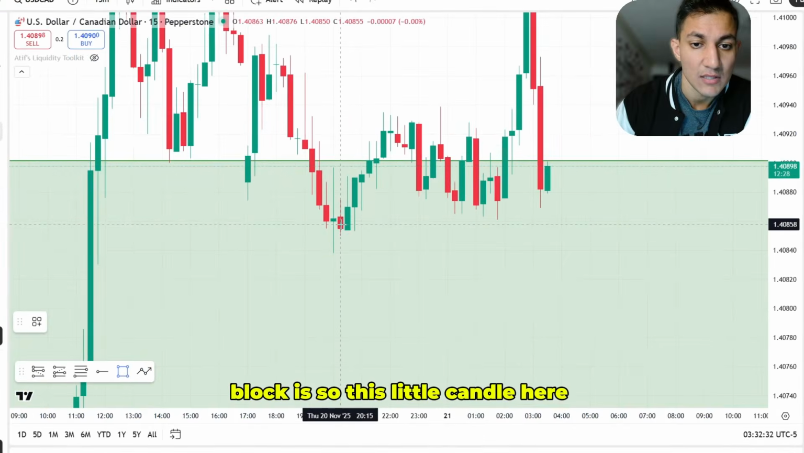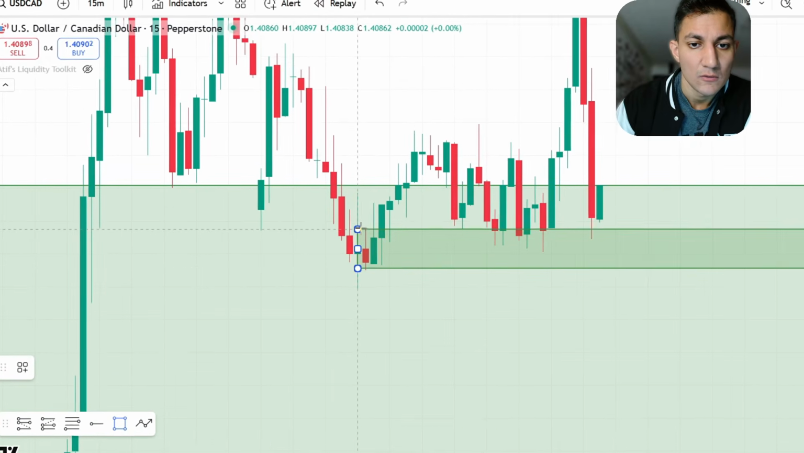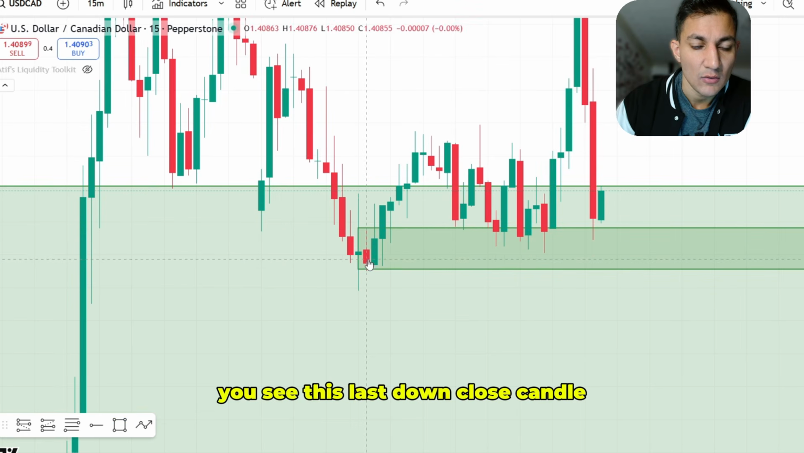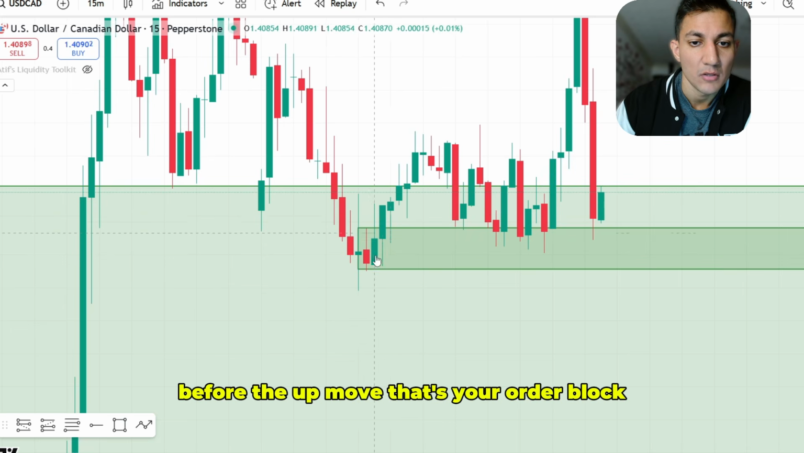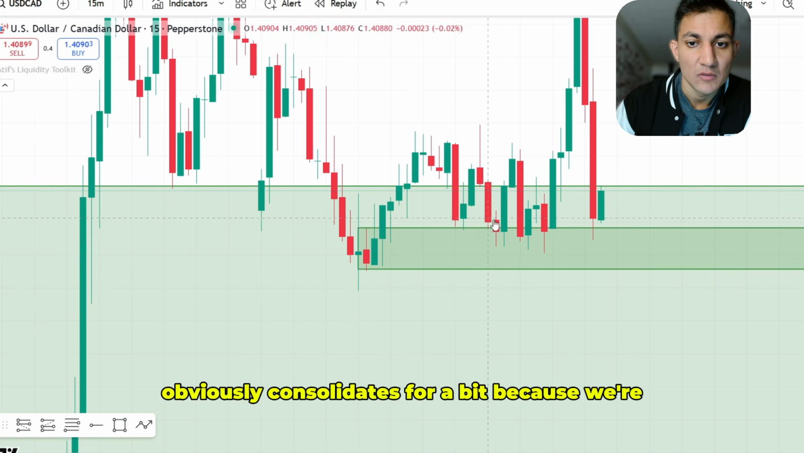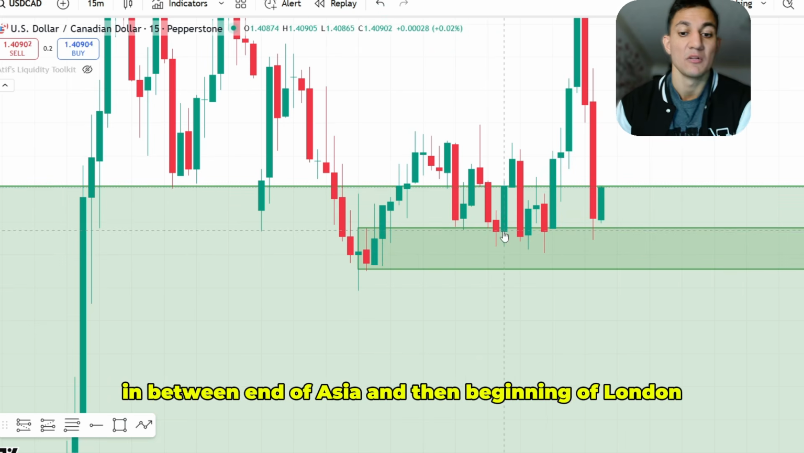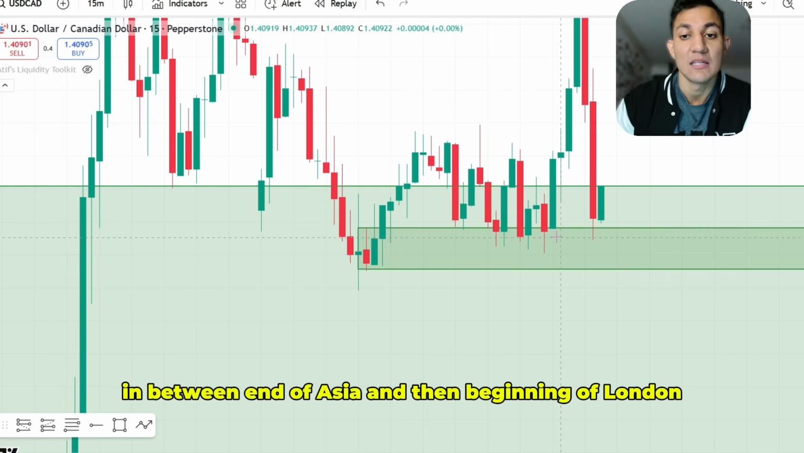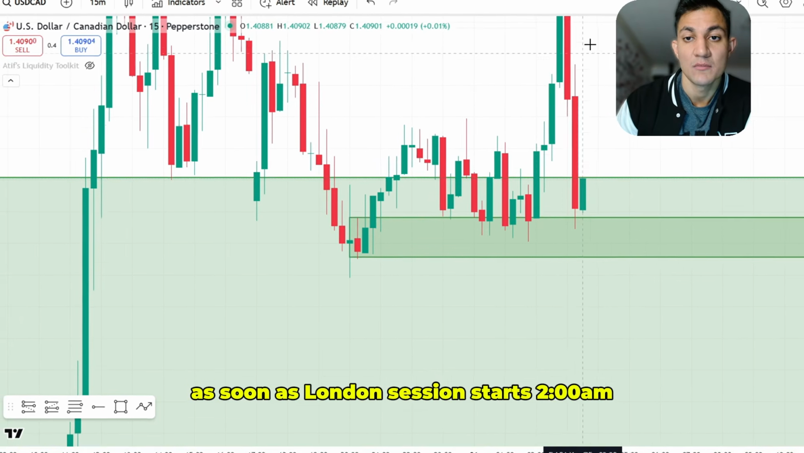So this little candle here is your order block, right? You see this? Last down close candle before the up move. That's your order block. Price shoots off, gives you a retracement, obviously consolidates for a bit because we're in between end of Asia and beginning of London. As soon as London session starts, 2 a.m., instantly shoots off.